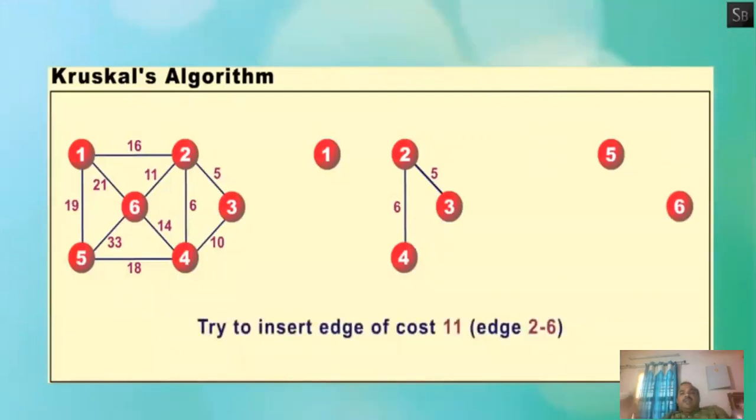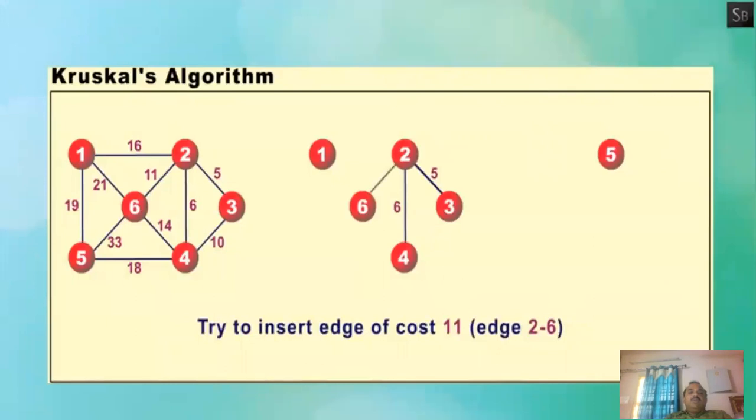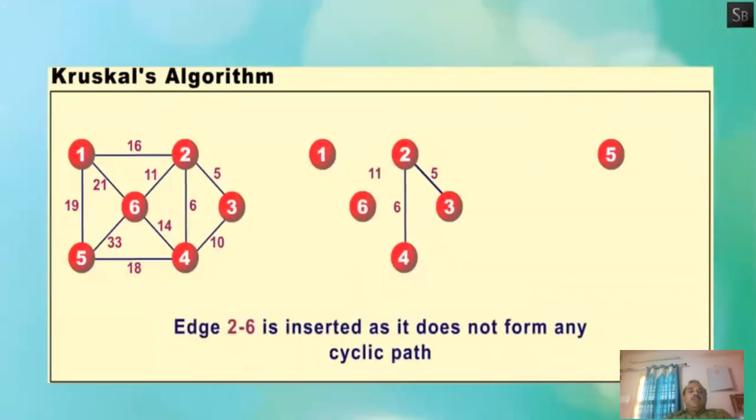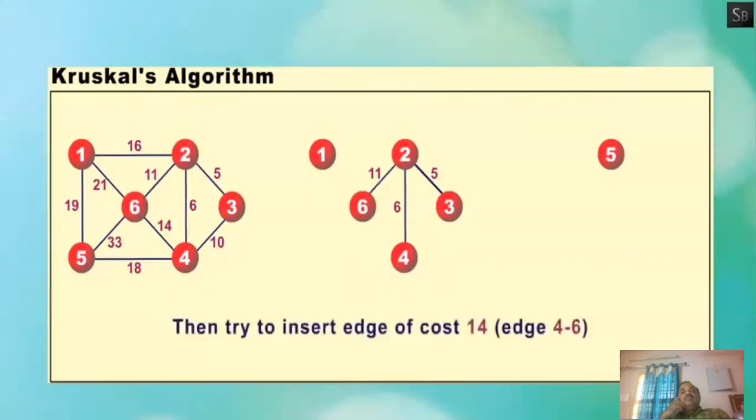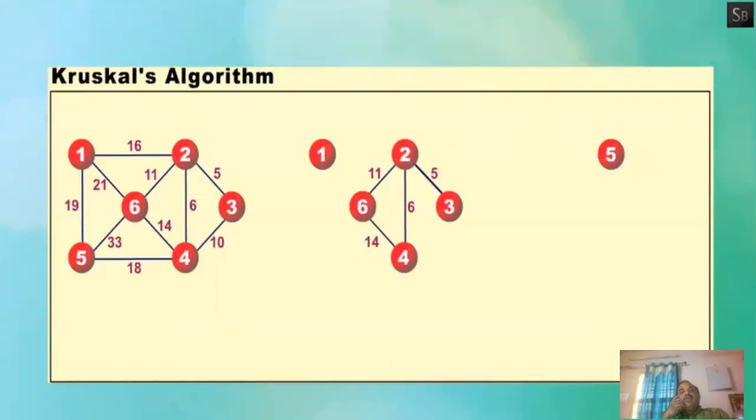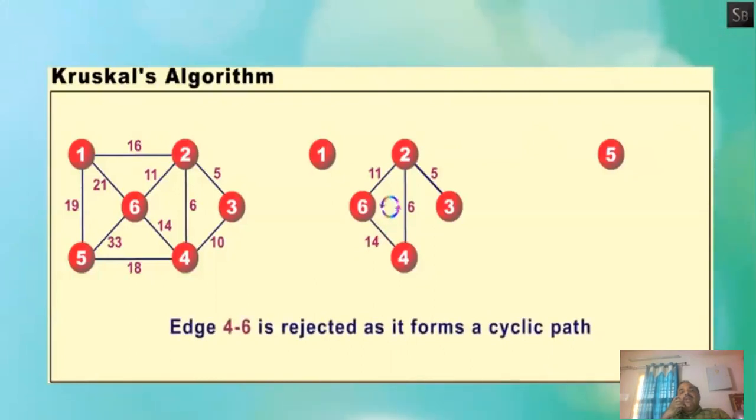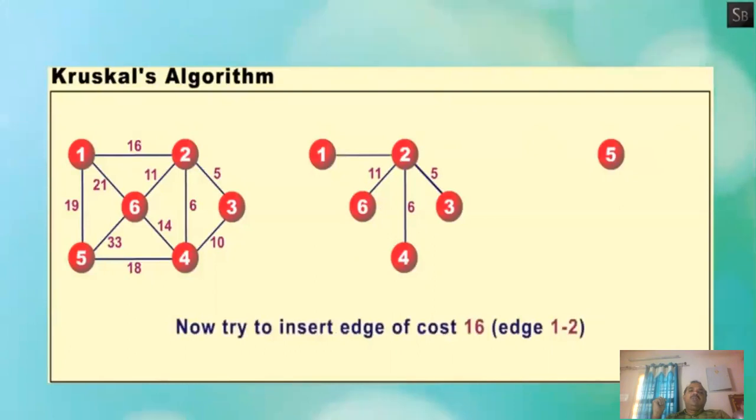Next one, try to insert edge 11. 2 to 6. Yes, possible. Next one is 14, 4 to 6, but a cycle is formed. Avoid it. A cycle is created, but that is a graph. We want to generate a tree, a minimum spanning tree. That's why we avoid it. Rejected. Next one, 16. Yes, 2 to 1.